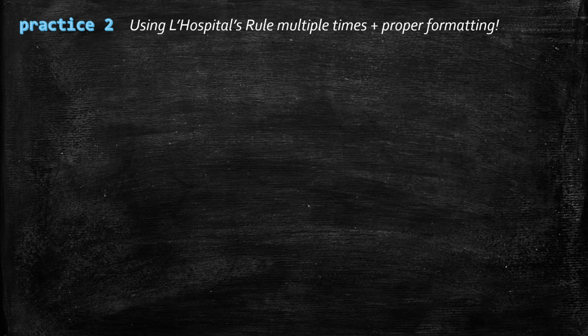So now we're going to try a problem where we get to use L'Hopital's rule a couple of times. You can use it many times in a row as long as the conditions are met at every step. So the proper formatting refers to what you should really do when you're establishing whether you have 0 over 0 or infinity over infinity, which is to take the numerator and denominator functions and look at them separately.